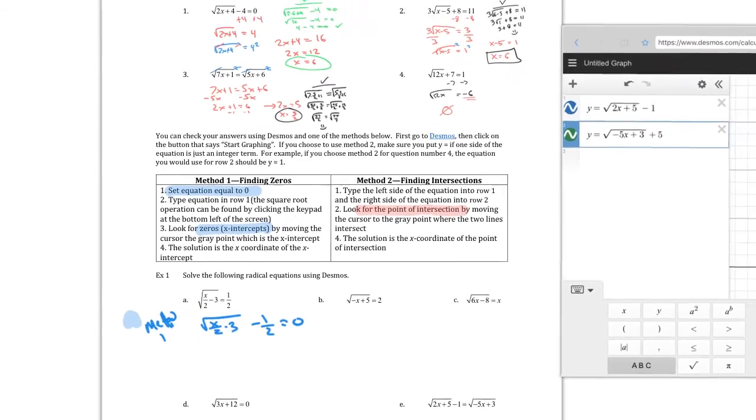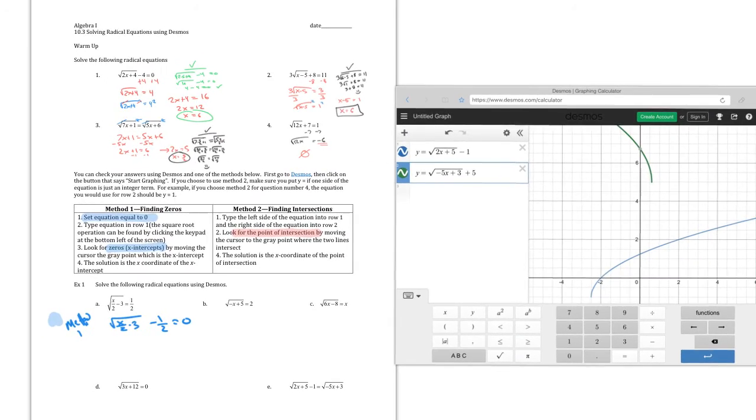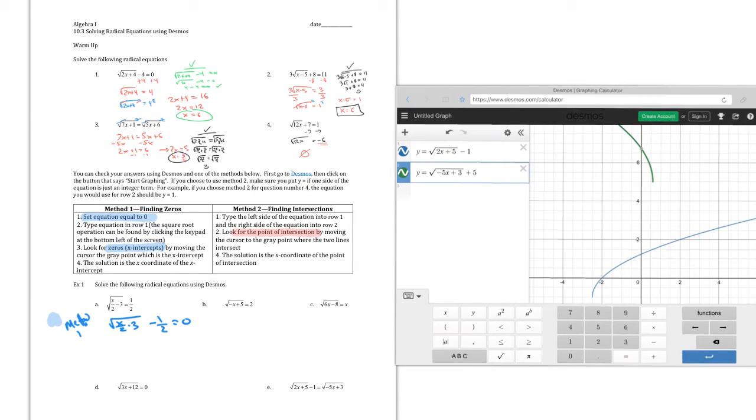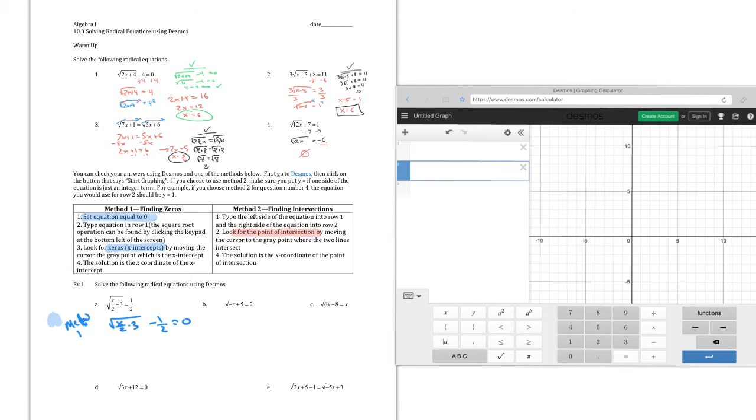So on Desmos here, I'm going to type the equation in: y equals square root of x over 2 minus 3 and minus 1/2. And I double check, does that match up with what it's supposed to? It does. The y equals is replacing the 0.